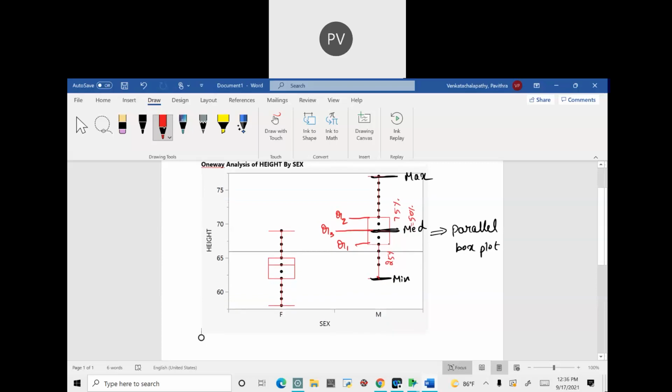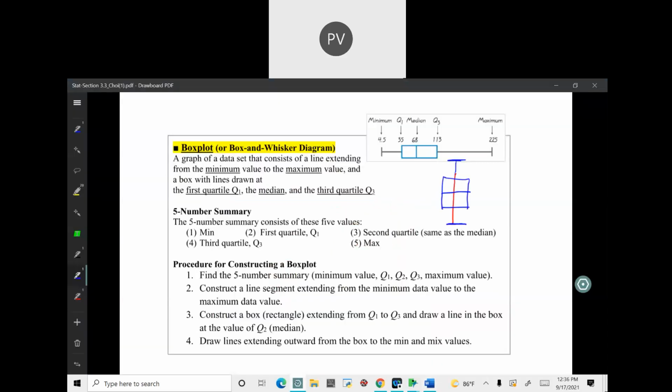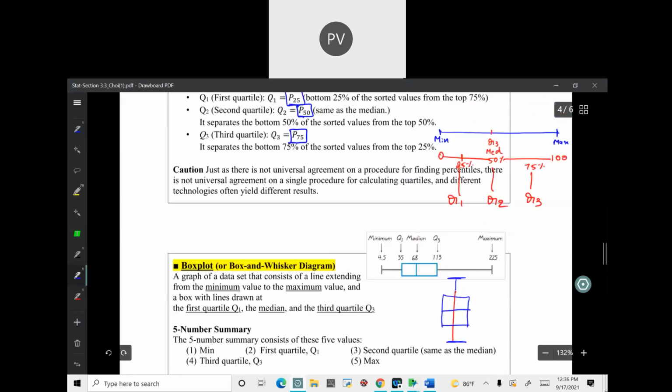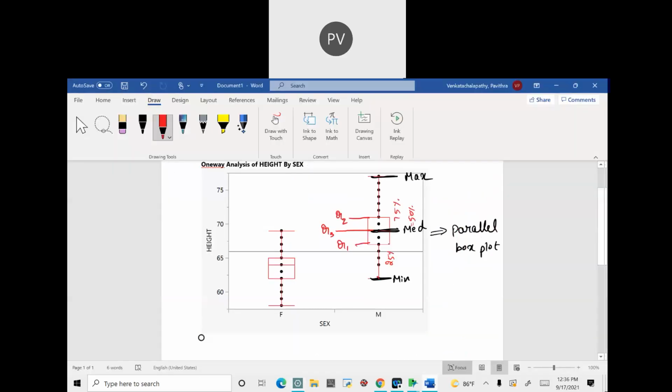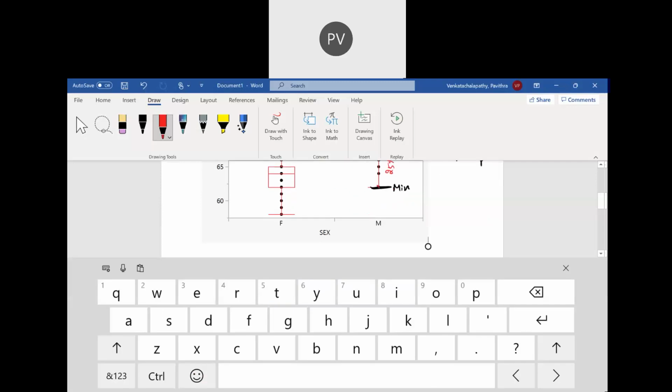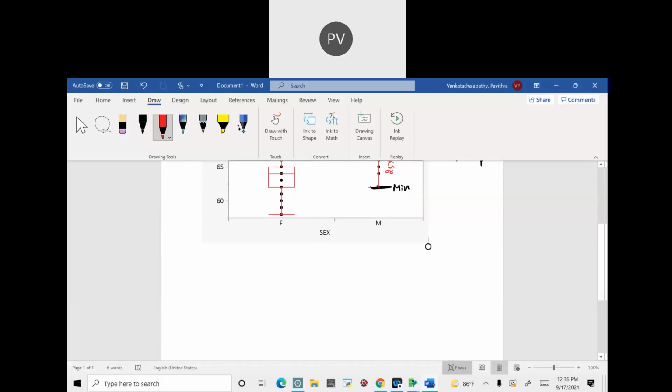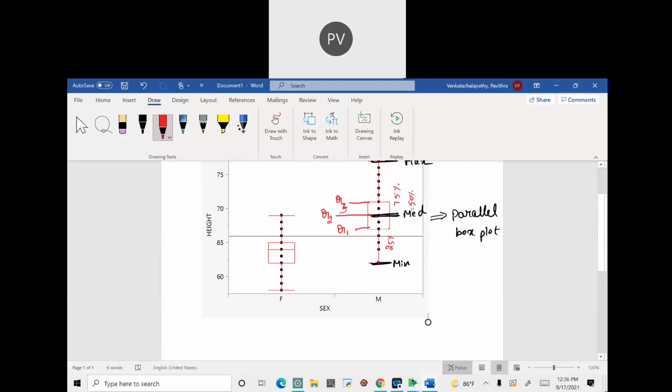It is just a representation. This is Q2 and Q3. Q1, Q2 and Q3. Okay. So that's your three quartiles, and you can easily identify them using a parallel box plot.